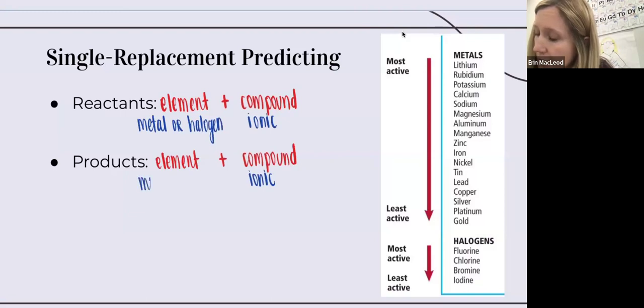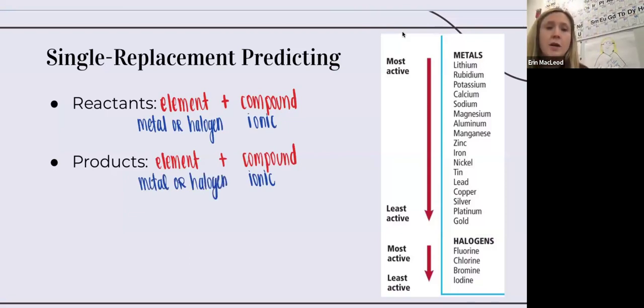Now, here's the thing. An element cannot just replace any element it wants. Rule 1, metals have to replace metals. So you're going to want to get out your blue periodic table and find what's called the activity series on the back of it. And this is the order of who is allowed to replace who. The top of the list, which is similar to the one on the screen, but yours has a few more elements on it.